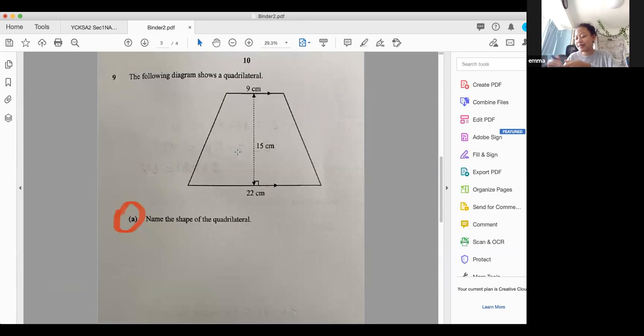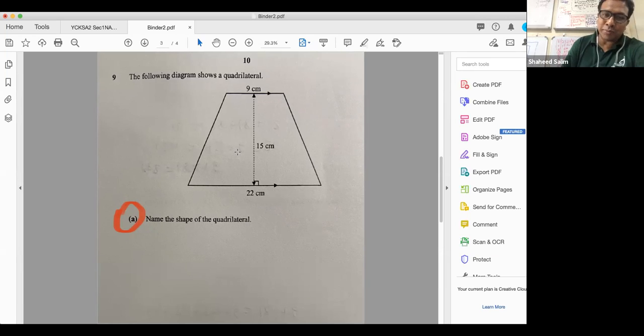Are you looking to get an A for your Sec 2? Wow, see, this is a difference from Emma 2 years back. Okay, but here we go.